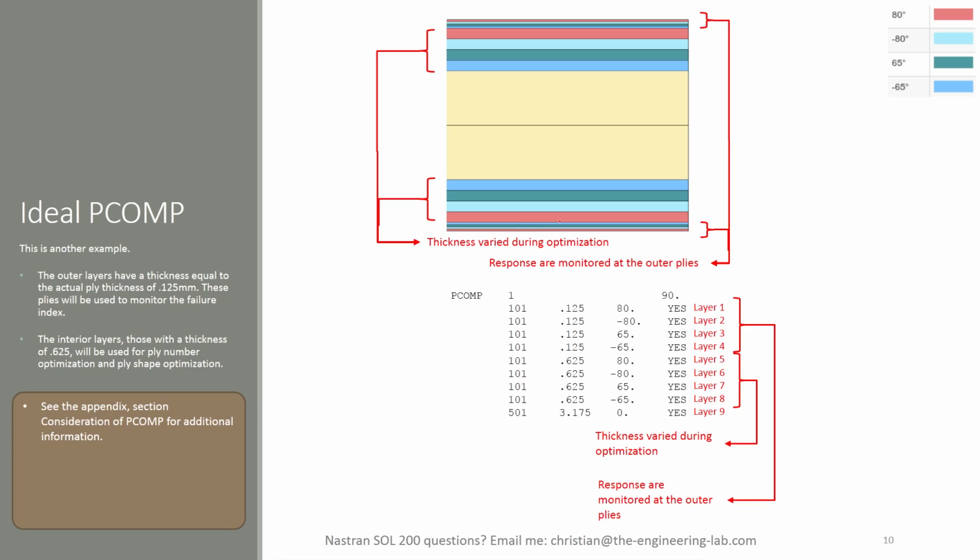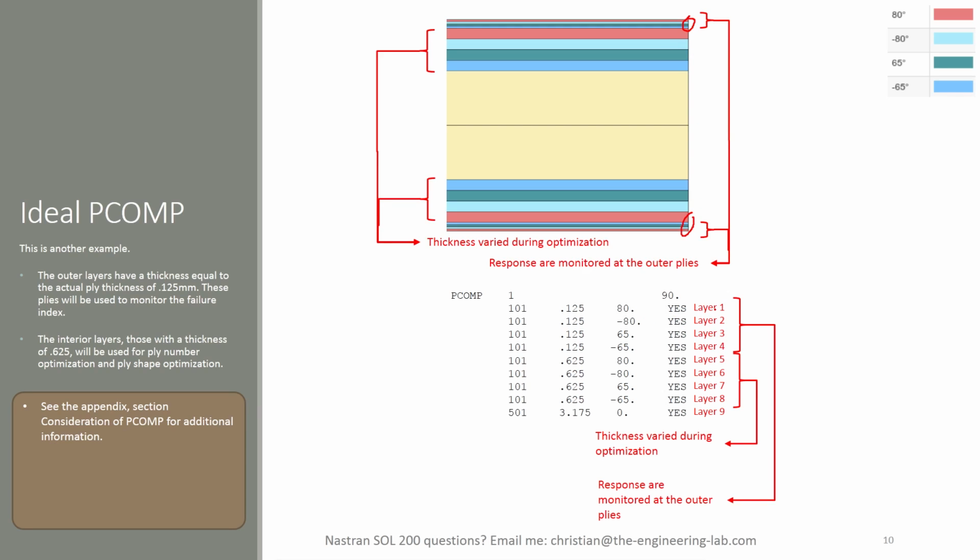And let's suppose you're not dealing with angles such as 45, negative 45, 90, and 0. The same applies whether you're using other angles. Here I'm using angles such as 80, negative 80, 65, and negative 65, and 0, where the 0 is the core. Here, for this configuration, again, I fix plies at the outer fibers.